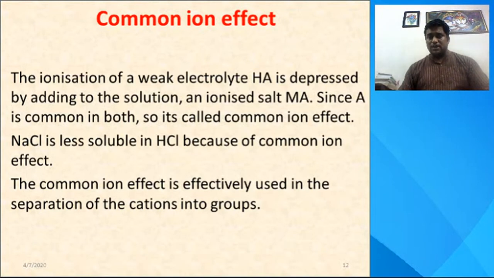If a weak electrolyte is there and you are adding another ionizable salt MA, because of the common ion A in both, since the ion A is common, what will happen? After addition of this ionizable salt MA, the dissociation of the weak electrolyte will be hindered, suppressed, or depressed. So this is called the common ion effect.